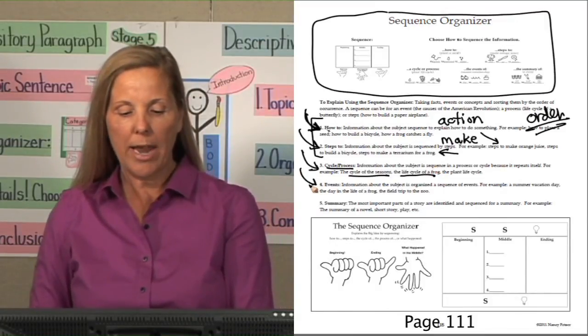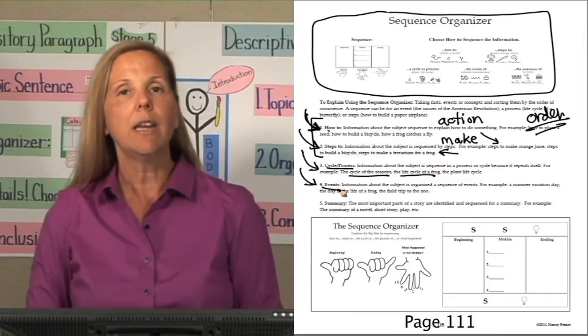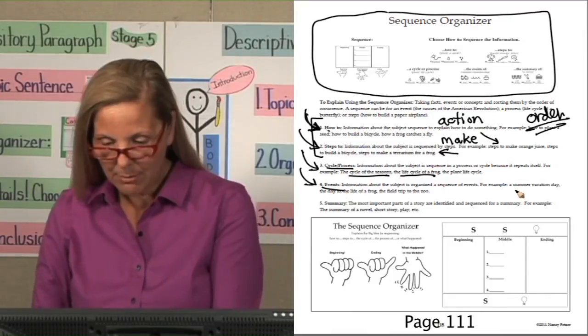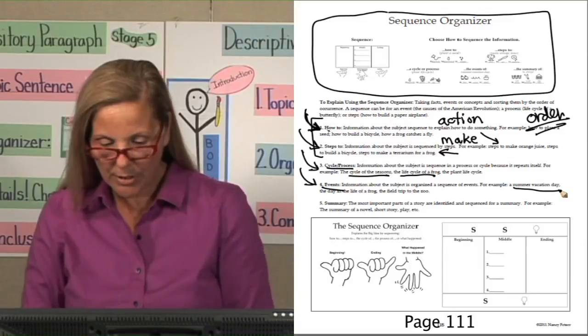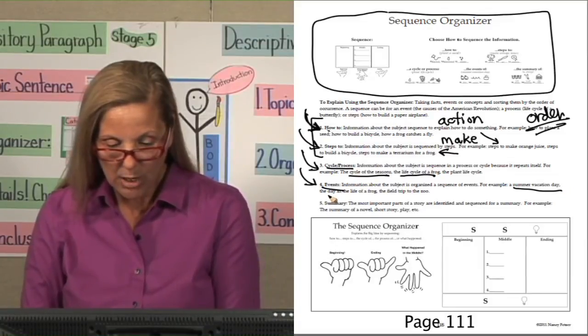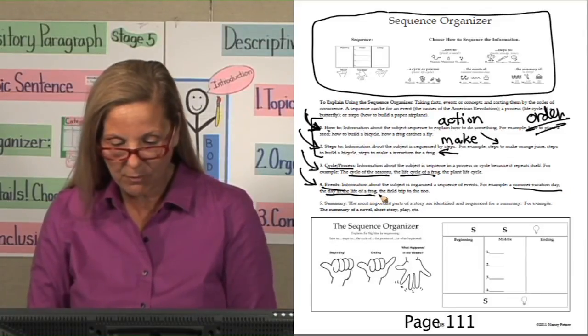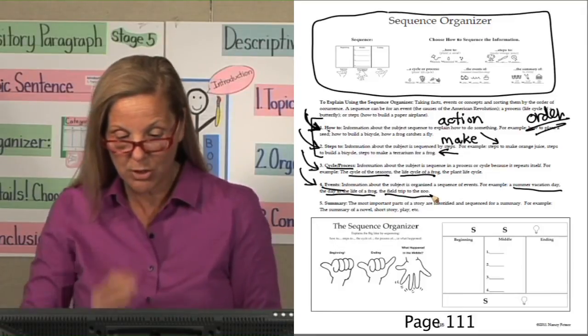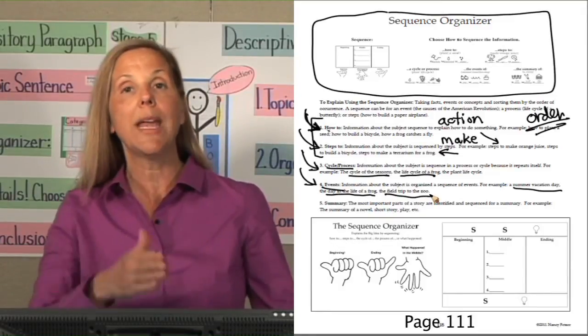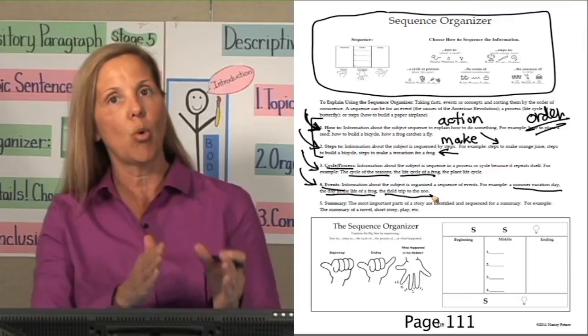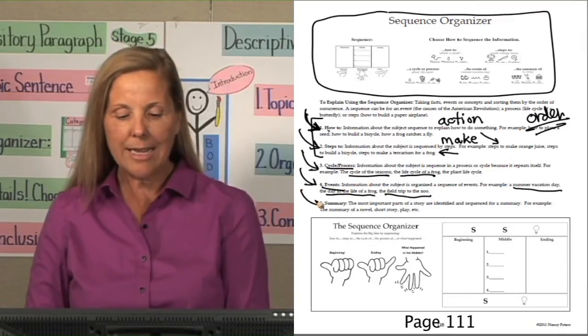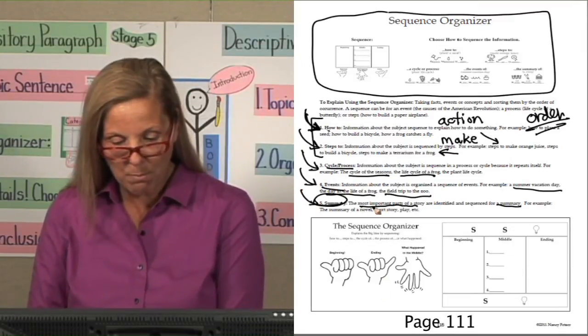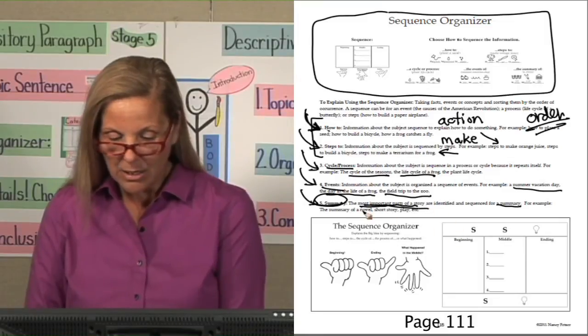Our next way is an event. Events need to be put in order. If I was telling you about something that happened on a summer vacation day, or the typical day in the life of a frog, or the field trip to the zoo, all that information needs to be sequenced and put in order.